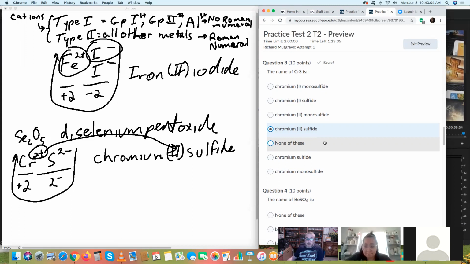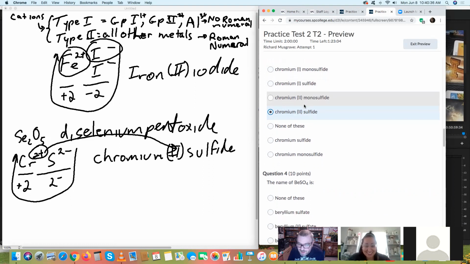A very common mistake that I see, especially with students who don't know what they're doing, is they will think that the 2 represents how many there are. So they'll look at that and say, there's 2 chromiums, right? Well, that would certainly be a mistake, wouldn't it? Yes. Which is why chromium(I) sulfide is put here as a name to annoy people. Because you can see there's only one of them here, but that's not where we get the name, is it? No.